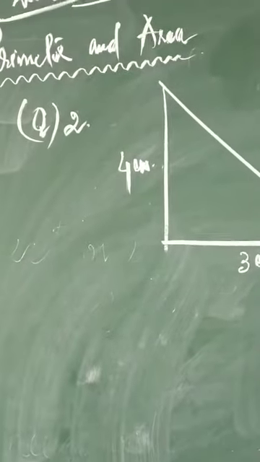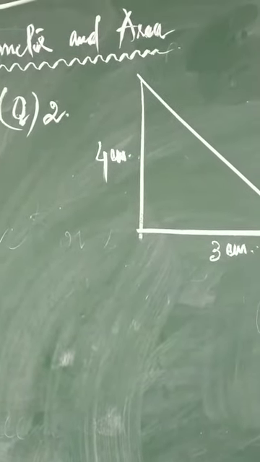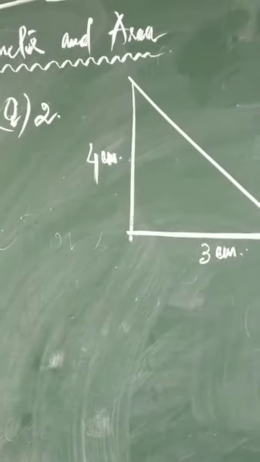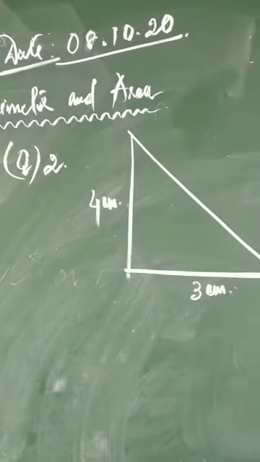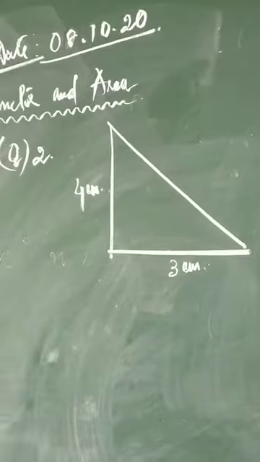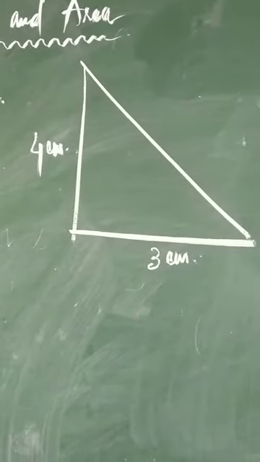Children, as of now, we have discussed the area of a triangle. We dealt with the area of a parallelogram and many more concepts of area and perimeter. So, children, now we are going to discuss triangles. We will learn how to find the area of a triangle.